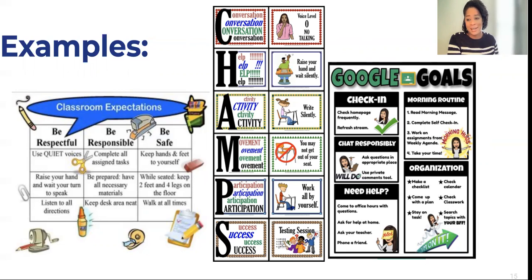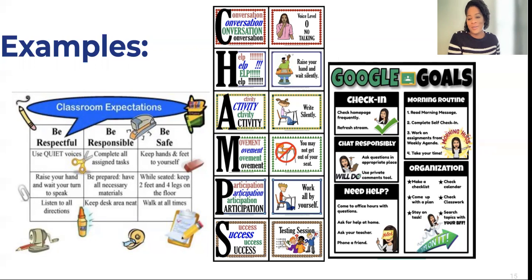The second one is CHAMPS. At your school, you may have different acronyms that you all use, but essentially, CHAMPS is just a way to support students with understanding what habits to have in the classroom. So for C, conversation. H, help. A, activity. M, movement. P, participation, and S, success. So what does success look like in the classroom? And you can see that these are very clearly indicated of what success looks like in that class.